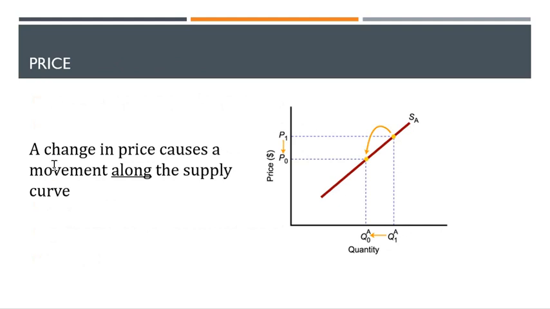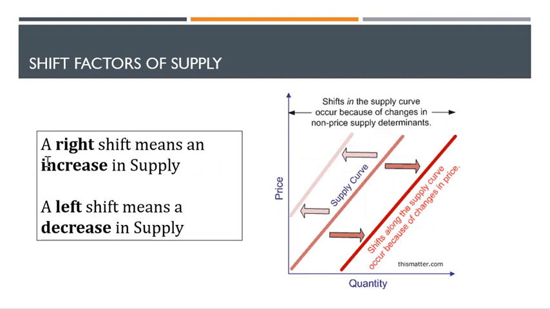The first one, which is of course the most important determinant of supply, is price. So any change in price causes a movement along the supply curve. It only causes movement along this same supply curve. However, other factors cause a shift in the supply curve. The shift might be a rightward shift, or there might be a leftward shift.